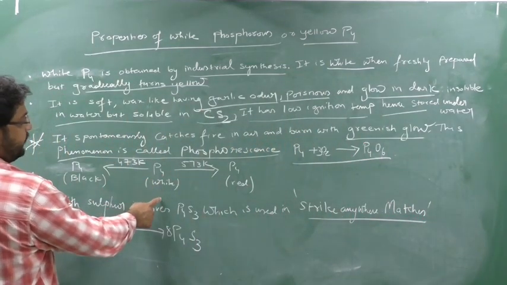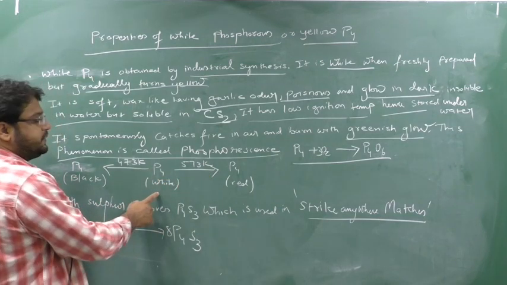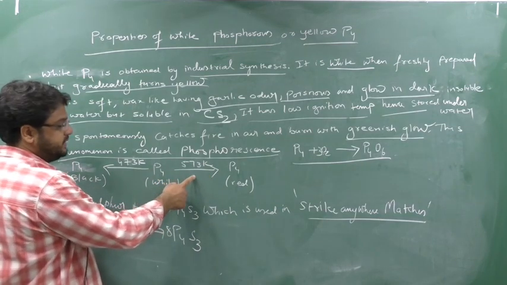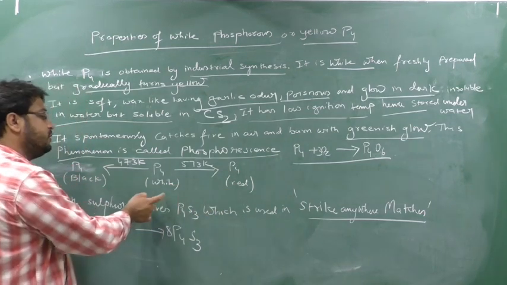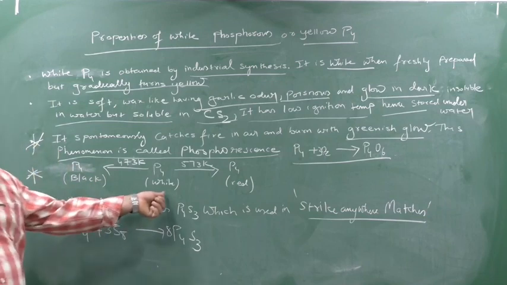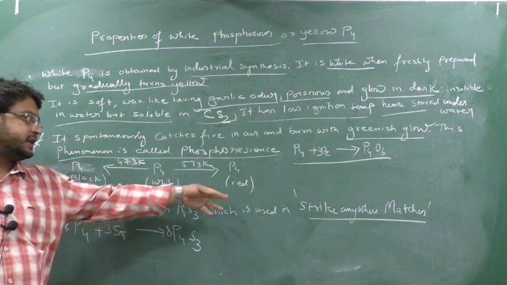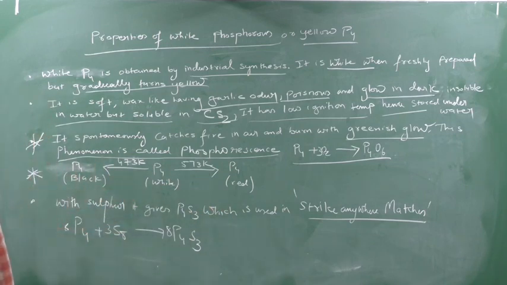Phosphorus, it is white. When white phosphorus is heated at 573 Kelvin, you will get an allotrope of phosphorus which is red, and when you heat at 473, you will get black phosphorus. So this key point is also very important: whenever white phosphorus is heated at 573, red phosphorus, at 473, black phosphorus. You have to remember this part, clear.